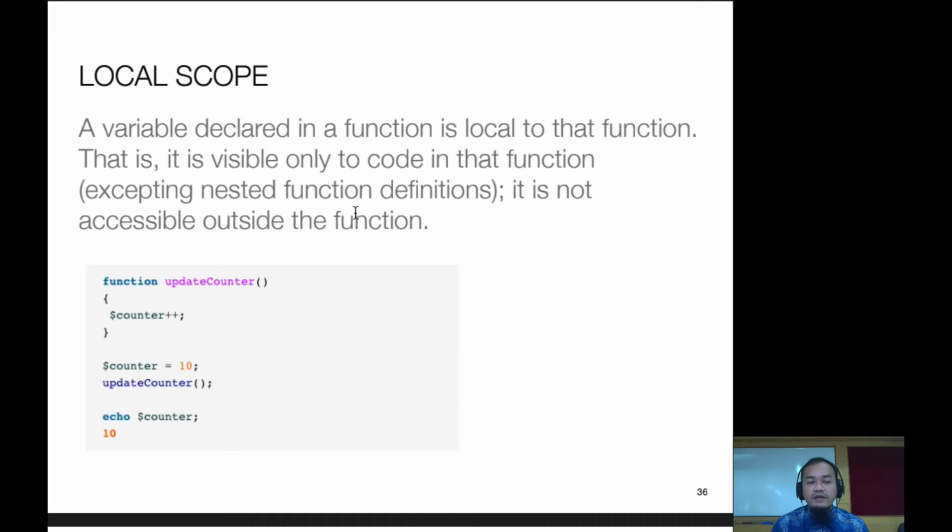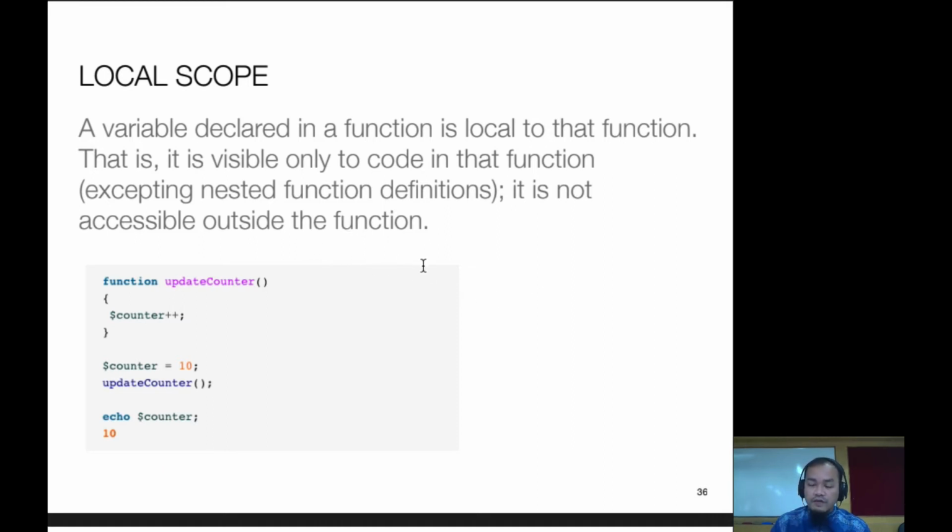A local variable means a variable declared in a function is local to that function only. For example, here we have the variable count, and count plus. You can use it only in that function. You cannot use it outside of that function. This is what we call local. It is visible only to the code in that function and is not accessible outside the function. Remember this one, we call it local.